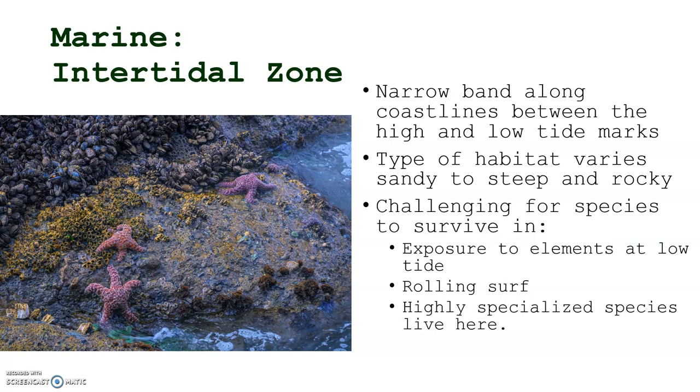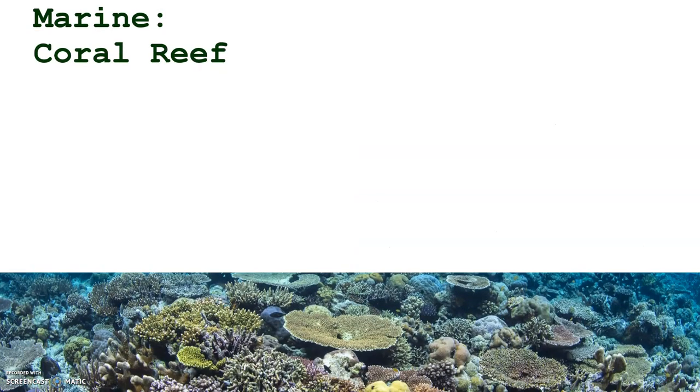It's challenging for species to survive in because they have exposure to elements at low tide. They have rolling surf, and they have to be highly specialized species to live there. It's also high in predation because you're subject to both aquatic and terrestrial predators.